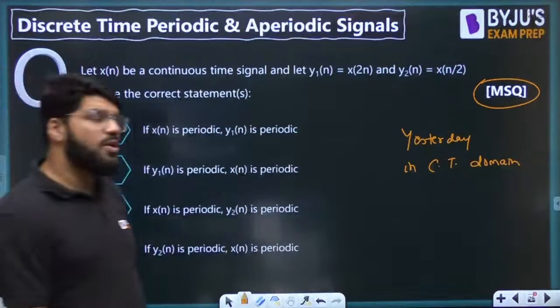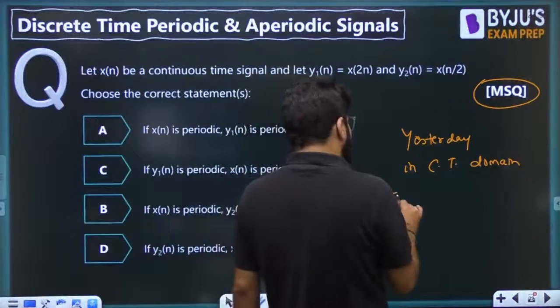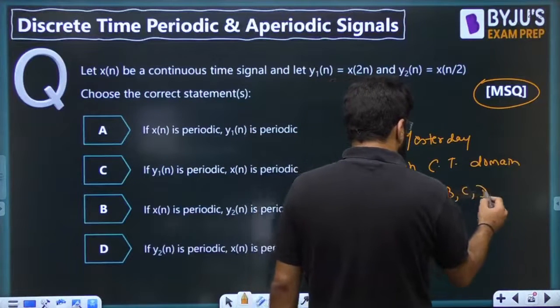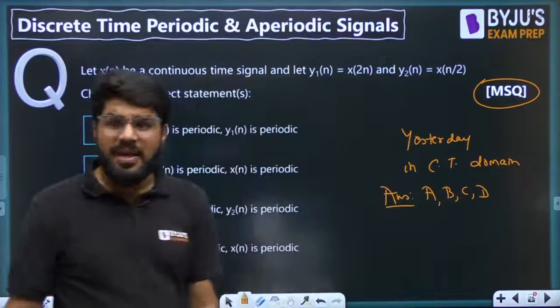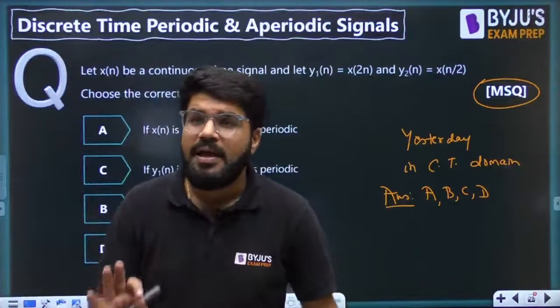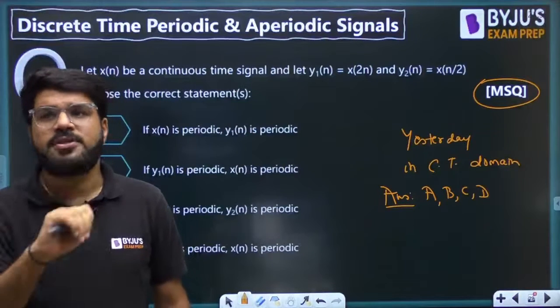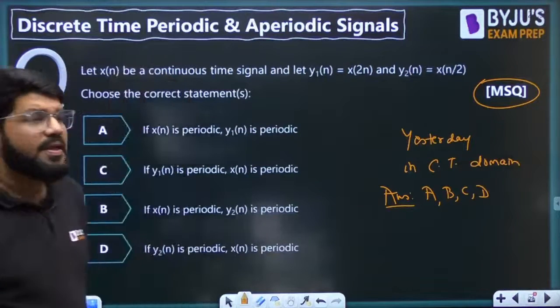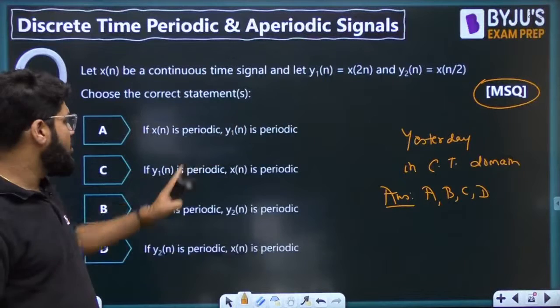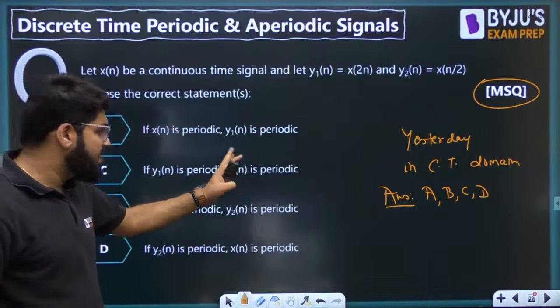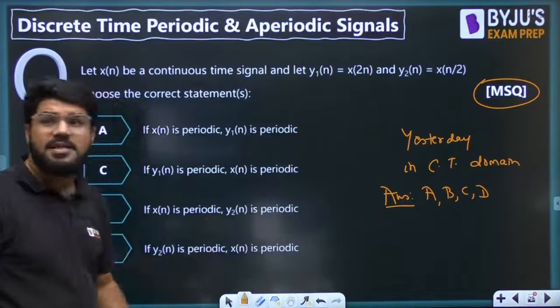Yesterday we solved this question in the CT domain and my answers were A, B, C, D. In the continuous time domain, all 4 options were correct. If x(t) is periodic, y1(t) will be periodic. If x(t) is periodic, y2(t) is also periodic. If y1(t) is periodic, x(t) is periodic. If y2(t) is periodic, x(t) is periodic.